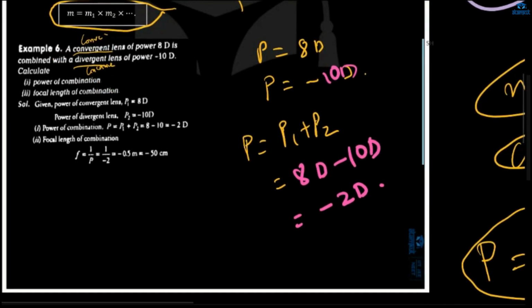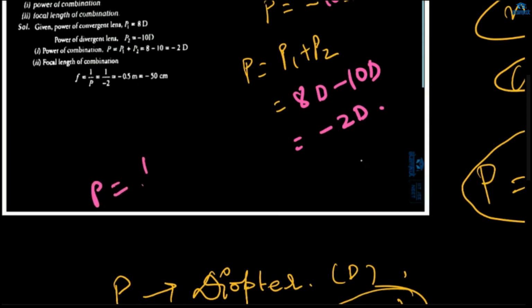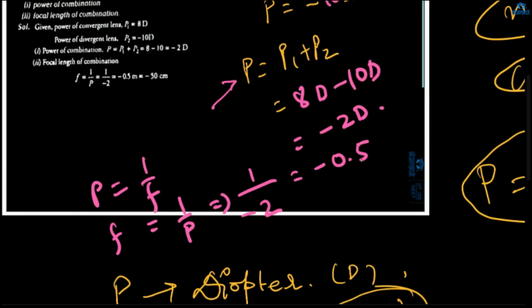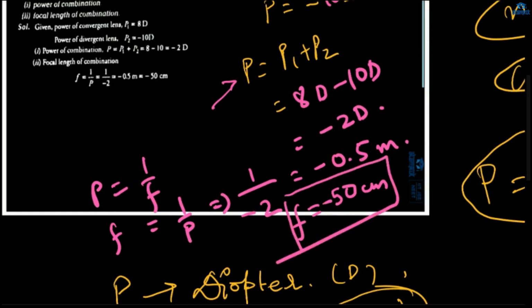And what will be the focal length of the combination? P is 1 by f, so f will be equal to 1 by P. The power is minus 2D, so it will be 1 upon minus 2, which is minus 0.5 meter, because we have taken 1 by P. If we multiply this by 100, we get minus 50 centimeter. F is equal to minus 50 centimeter. Do you get that?